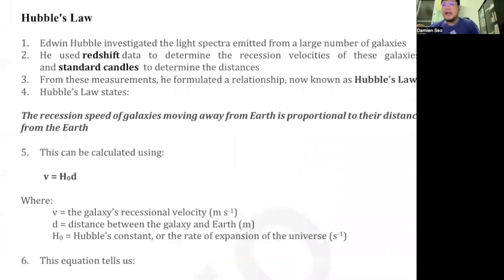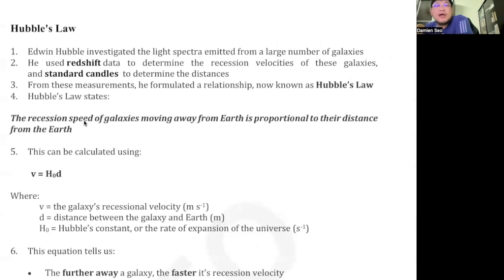But based on the Big Bang Theory, they actually predicted the age of the universe. That means how many years ago was the universe created from the Big Bang? Okay, so they can predict. I'll show you how. I already told you that the further away the star, the faster they are moving, right? So there's this relationship called Hubble's law. It says the recession speed of galaxies moving away from Earth is proportional to the distance. So the further away they are, the faster they're moving away.